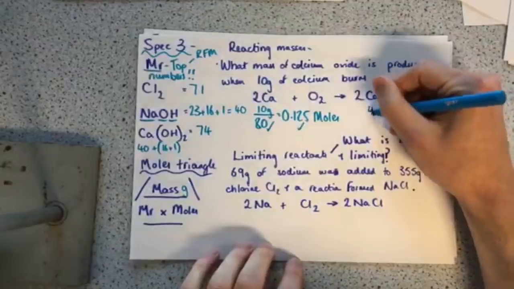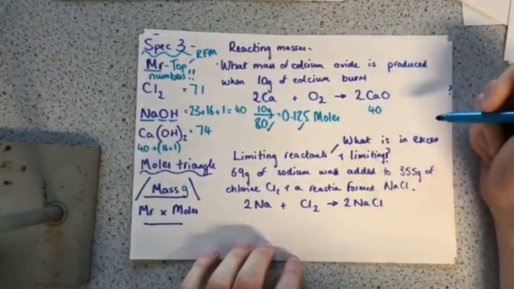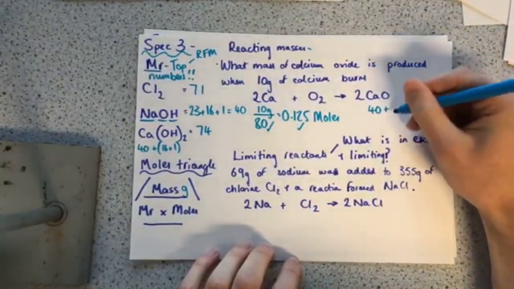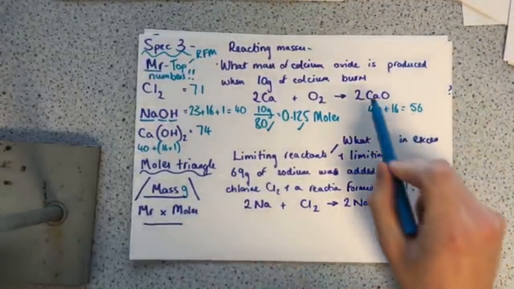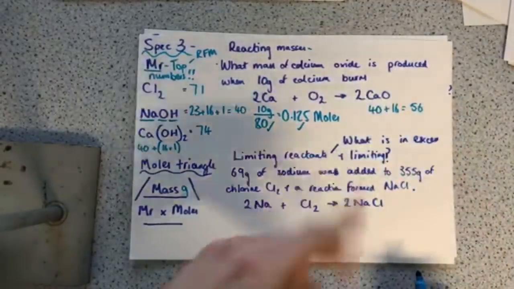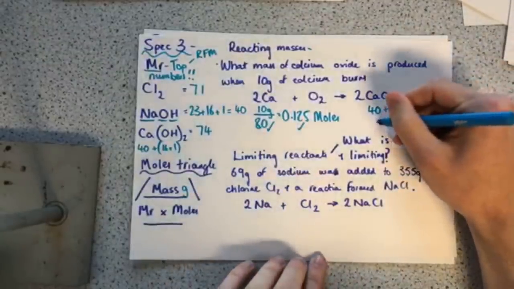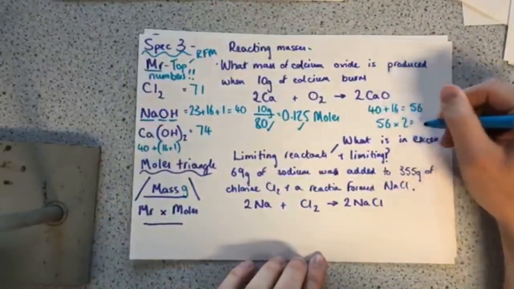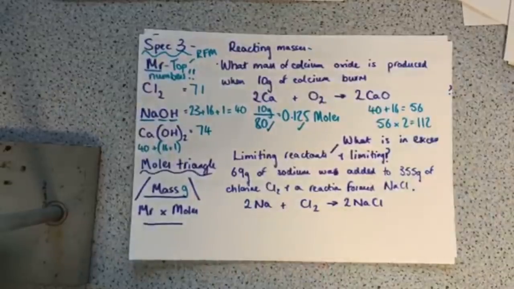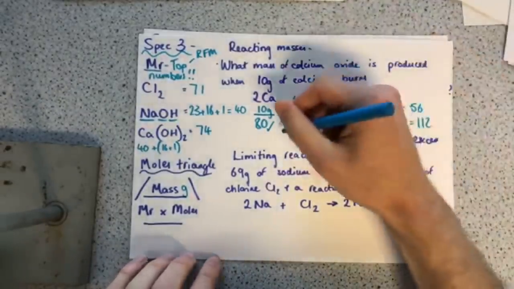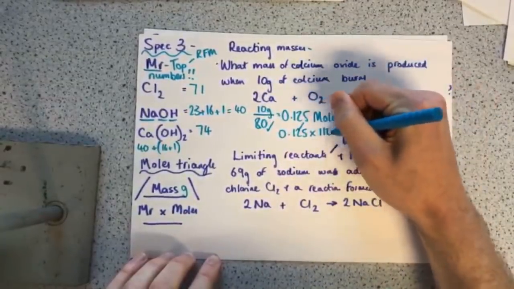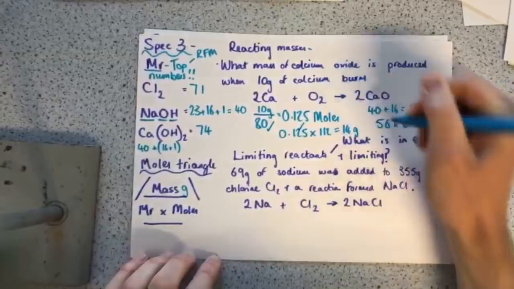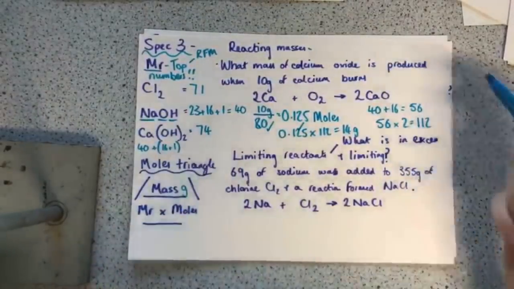So we know that the top number for calcium is 40. The top number for oxygen is 16. If we add them together, we get 56. You'll notice there's a big number in front of it, so we multiply everything by 2. So we do 56 times 2 to get 112. And then, very simply, we multiply those two numbers together. The last step would be 0.125 times 112 to get 14 grams. So that would be a 4-mark question.